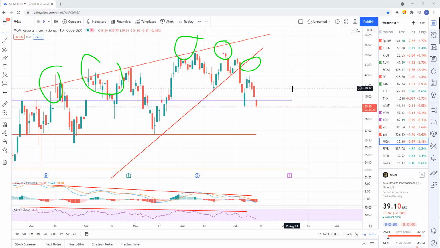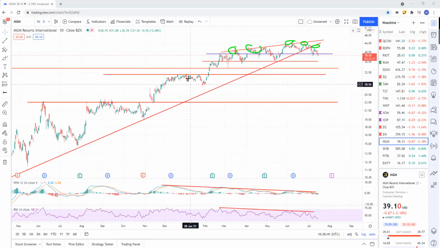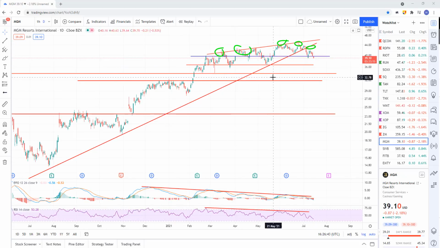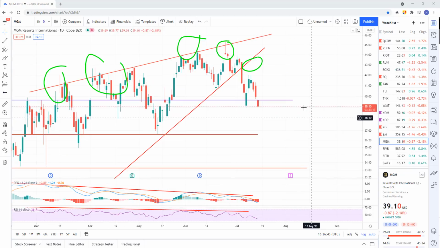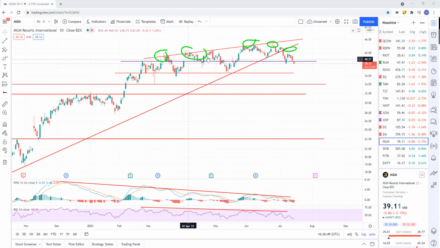Okay, MGM. This has been a short trade really since we shorted it on July 6th, but I've been talking about it for a few weeks ahead of that as a potential short trade. So here, this was your sell signal right here. We had negative divergence. I have those circled. Each one of those new highs is a higher high in price and yet a lower high in momentum.